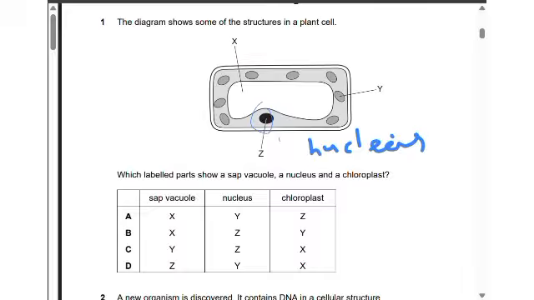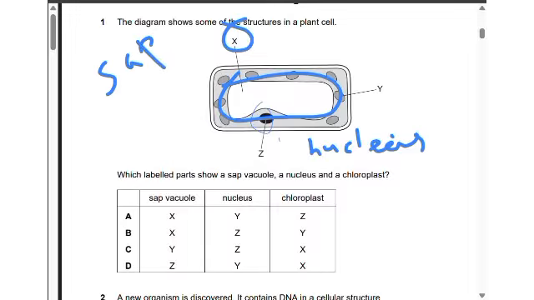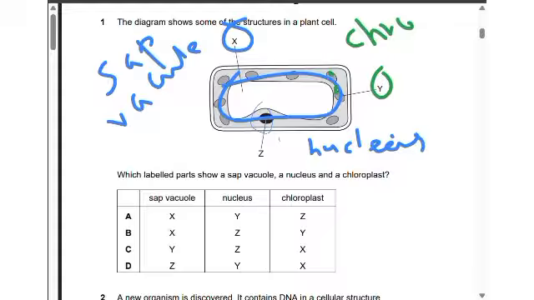So B and C are the options we have here, and then we have X, which is the sap vacuole. It is often large for a plant cell, and animal cells have smaller temporary ones. So X is sap vacuole. Then the chloroplasts are responsible for photosynthesis. They are usually green in color because they contain chlorophyll, and Y is chloroplast. So the correct option is B.